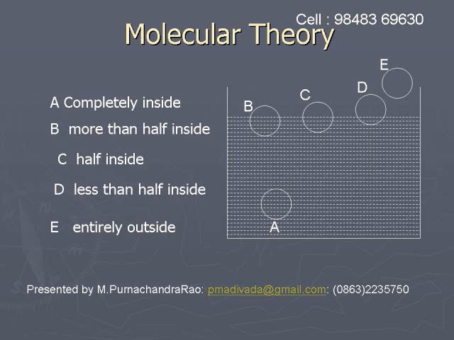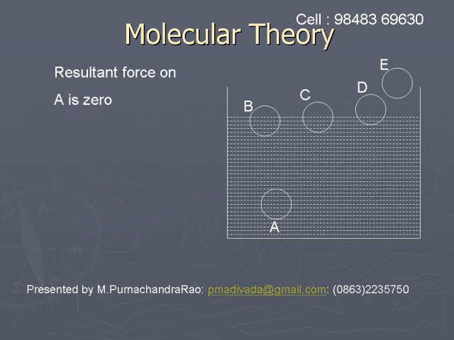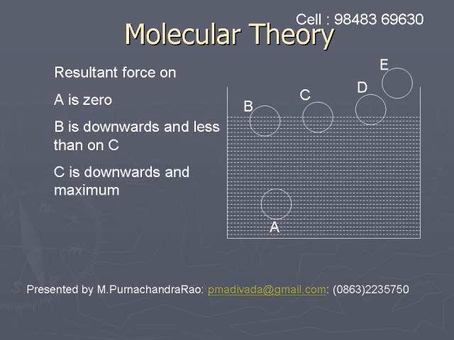Now let us try to understand the forces acting on these molecules. Equal and opposite forces act on A, which is completely inside, so the net force acting on A will be 0. Consider the molecule B. More than half is inside, hence more downward force acts on this molecule. There will be a net downward component of force, because there are no molecules over the upper part which is outside the liquid. Hence, there will be a net downward force into the liquid. Similarly, on D also there will be a net downward force into the liquid.